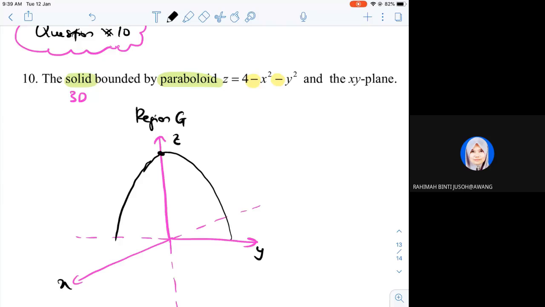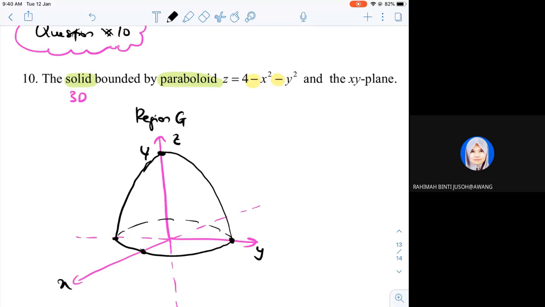Okay. The value here should be berapa, nilai kat atas Z ni? 4. 4. Okay, very good. How about this? Kita ada circle kat bawah. What's the values here? And here and here.